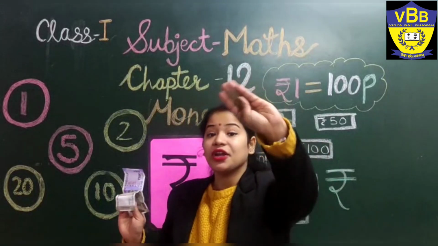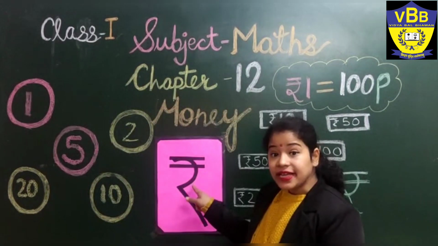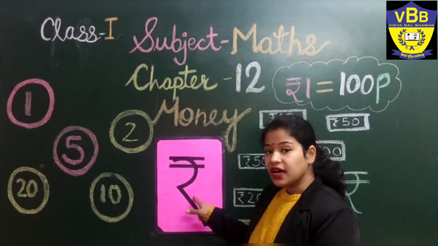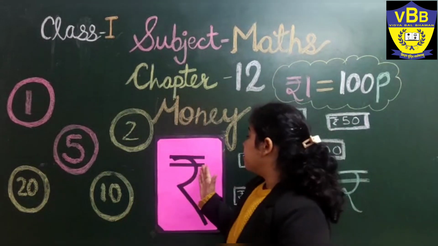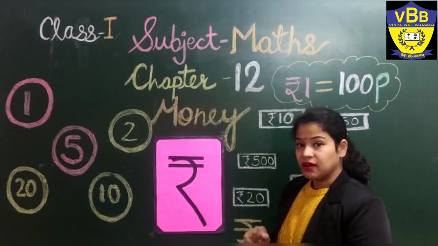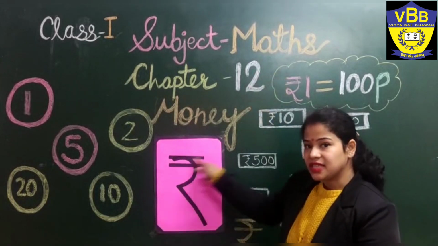But these are coins and these are notes. It is a symbol for the rupees. We denote the money by this symbol.